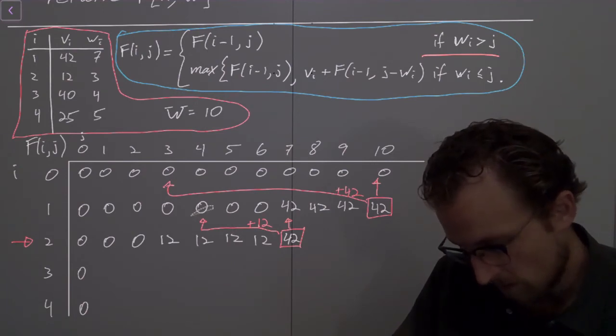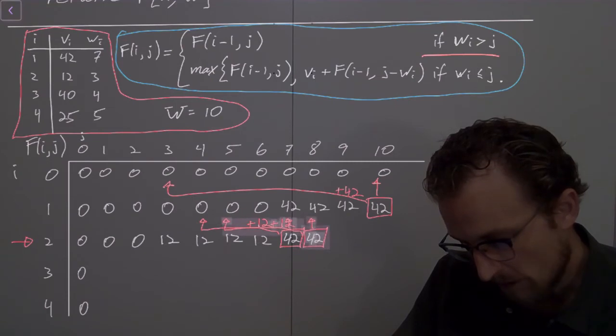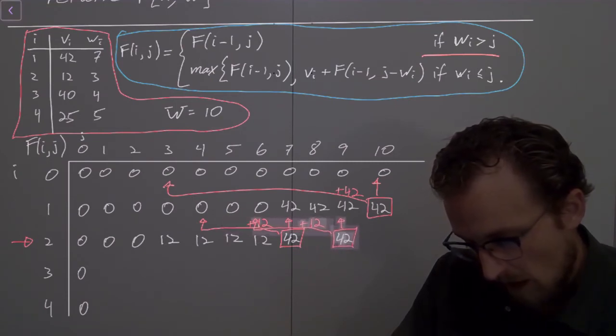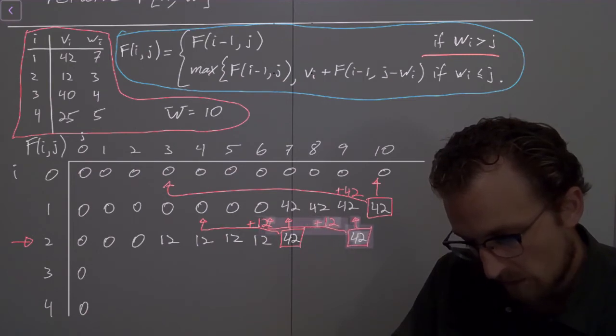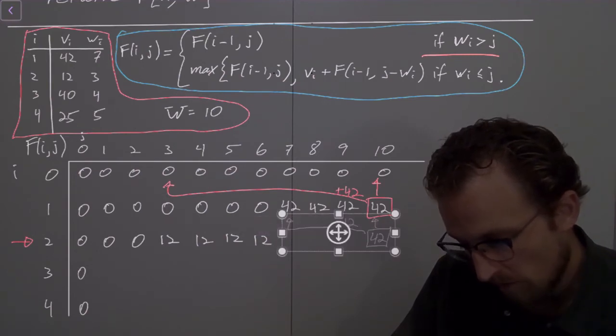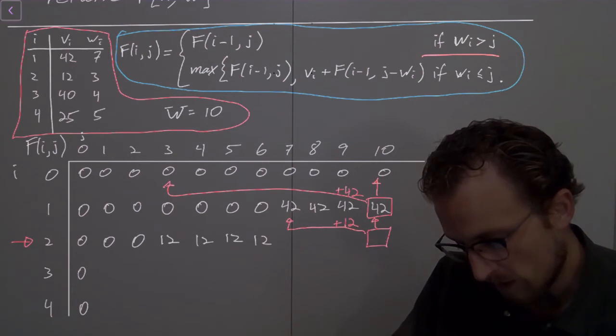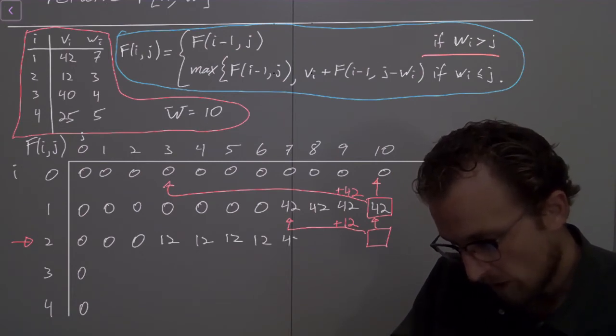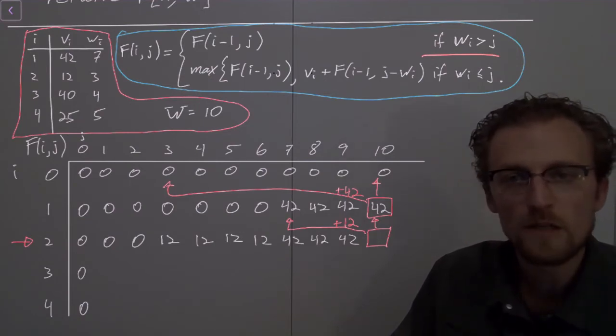Okay, so let's index this forward. Same thing happens here. Same thing happens here. And then let's index forward one more and think about what happens there. So I'm going to erase my 42 in the box, copy down the 42s that we put in here. And now what fills in the box here?